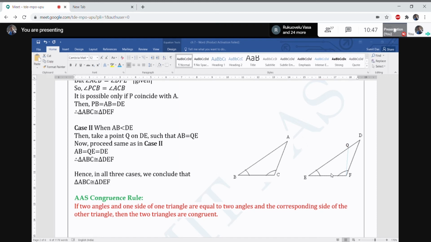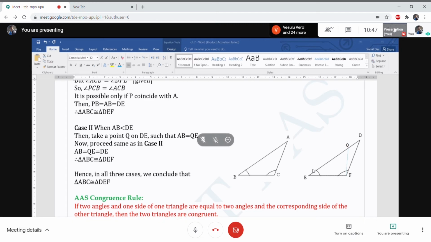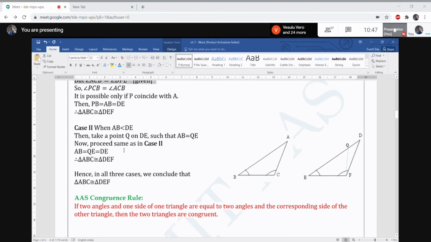Case 3 is triangle ABC, where AB is less than DE. In the last case we took AB greater than DE, and now we are taking AB less than DE.